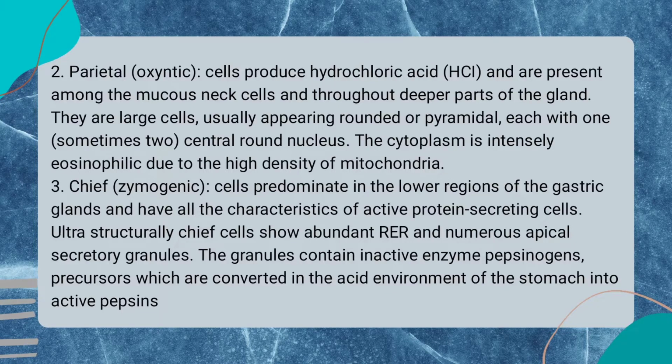Ultrastructurally, chief cells show abundant RER and numerous apical secretory granules. The granules contain inactive enzymes, pepsinogens, precursors which are converted in the acid environment of the stomach into active pepsin. When we say pepsins, these are the endoproteinases with broad specificity and maximal activity at a pH between 1.8 and 3.5. The pepsins initiate the hydrolysis of ingested protein in the stomach. Note that the chief cells also produce a gastric lipase which digests many lipids.